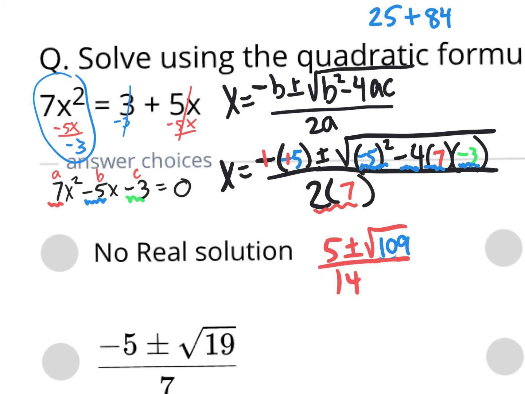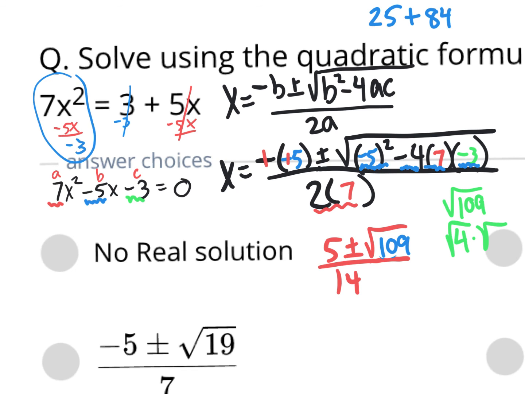Okay. Now the question is, could you simplify the square root of 109? Like, could you break it down to 4 times something so you could split the root? Could you break it down to 9 times something? If you try to use a calculator, by doing 109 divided by 4, it doesn't work. How about 109 divided by 16? It doesn't work. 109 is as far as it goes. 109 divided by 36? Nope, doesn't work.